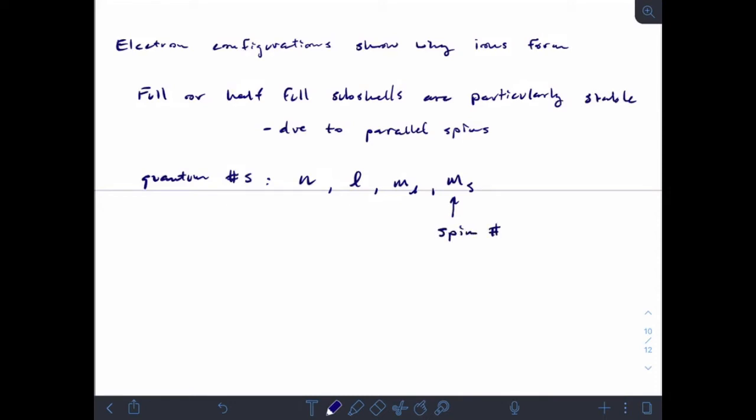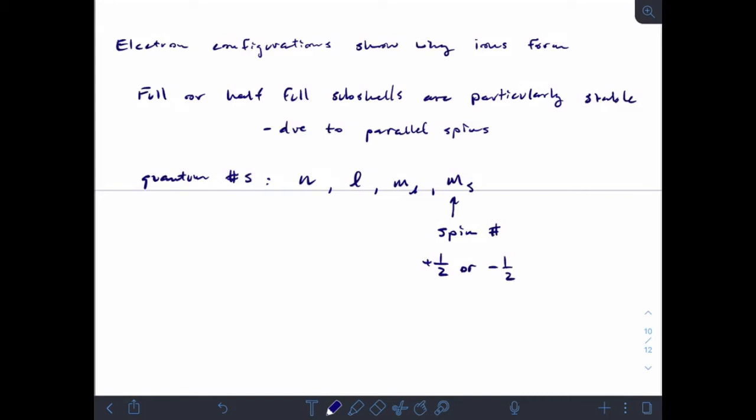Electrons have spin. They either spin one direction or they spin the other. And by convention, we talk about it as spin up or spin down. So your options for m sub s are only two, plus a half or minus a half, and that relates to spin up or spin down.